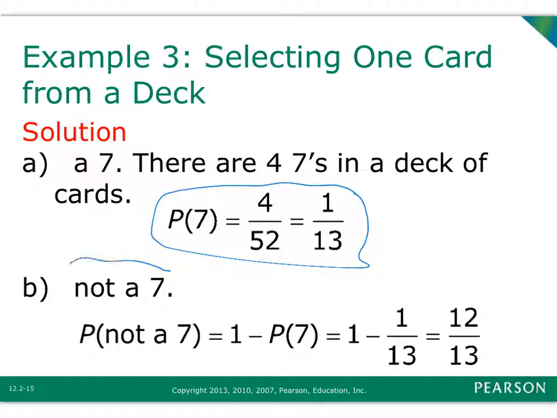Not a 7 is the complement of the above result, which is 1 minus the probability that x equals 7. In this case, we have 1 minus 1/13, which is equal to 12 over 13. We can always put all of these in decimal points, and sometimes it's necessary to do that to find percentages.